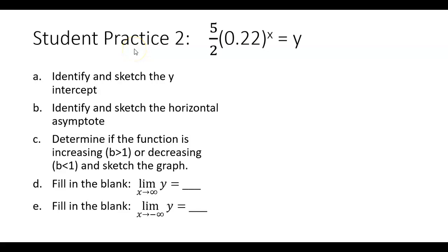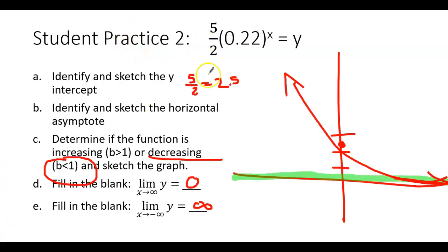Go ahead and pause the video here and try this one. When you unpause the video, you'll see the solution. So my y-intercept on this one is 5/2, which if you change it into a decimal by dividing the top number by the bottom number, you get 2.5. So that would be this dot right here.